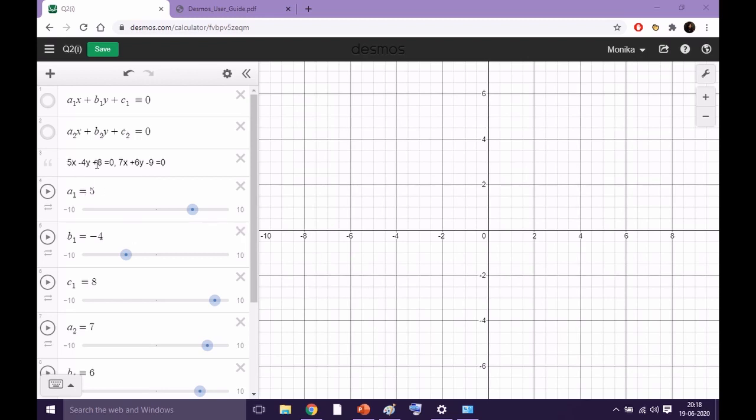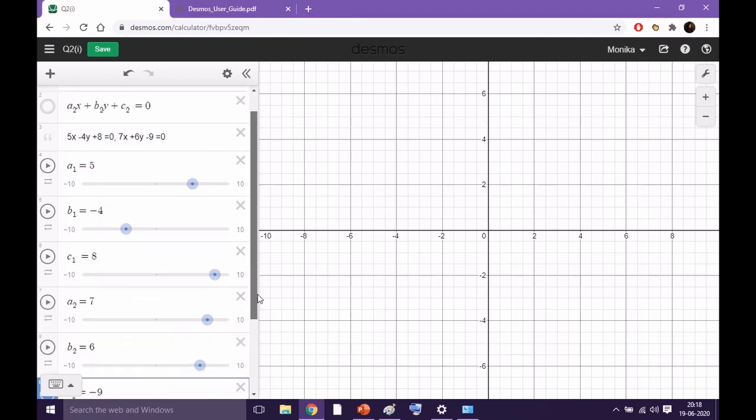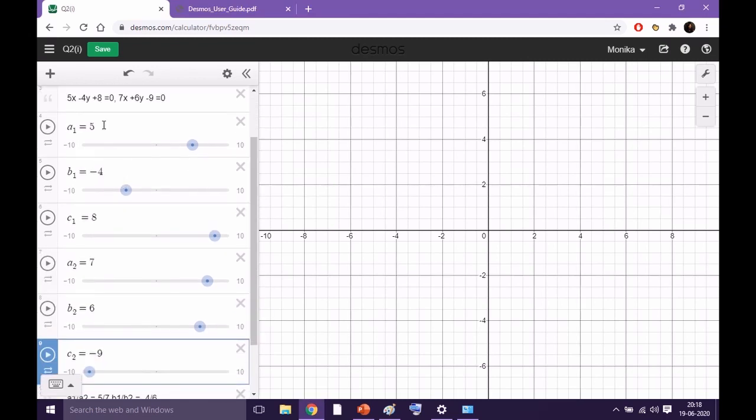So I have written a1 is 5, b1 is minus 4 and c1 is 8. And when you compare the second equation, a2 is 7, b2 is 6 and c2 is minus 9. So what we are getting here is that a1 by a2, what is a1 by a2? a1 by a2 is 5 by 7. That is not equal to b1 by b2. What is b1 by b2? That is minus 4 by 6.